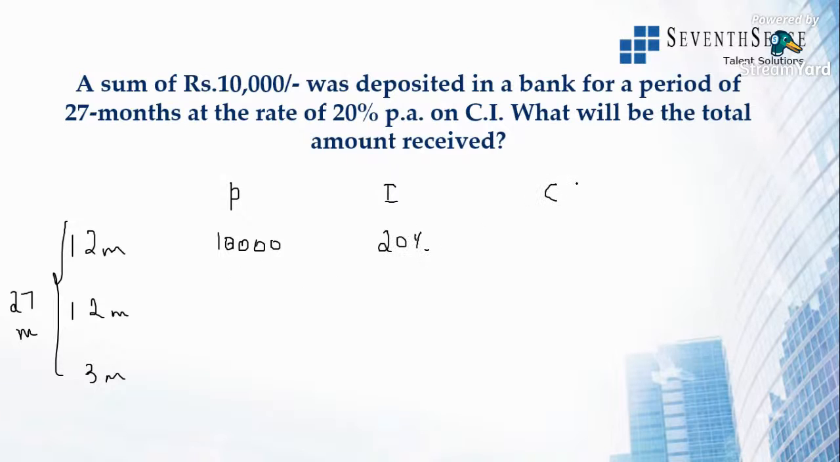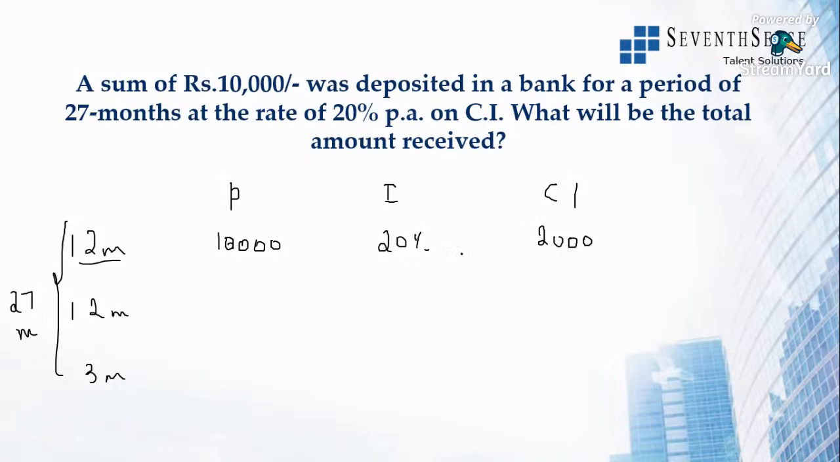What is the compound interest I have to pay in the first phase? This is a traditional method and it is the easiest method to find out. So 20% is the interest I am paying. So what would be the interest here? 20% of the principal. It is 2000.